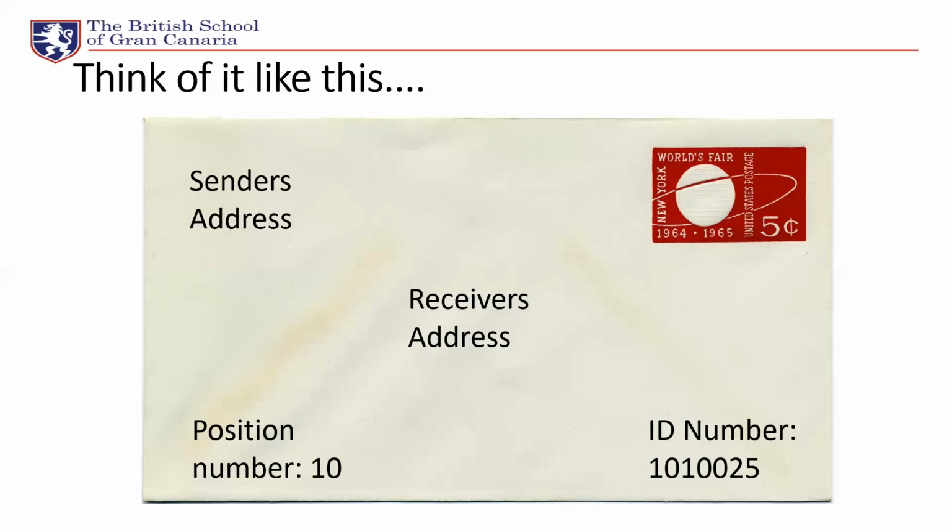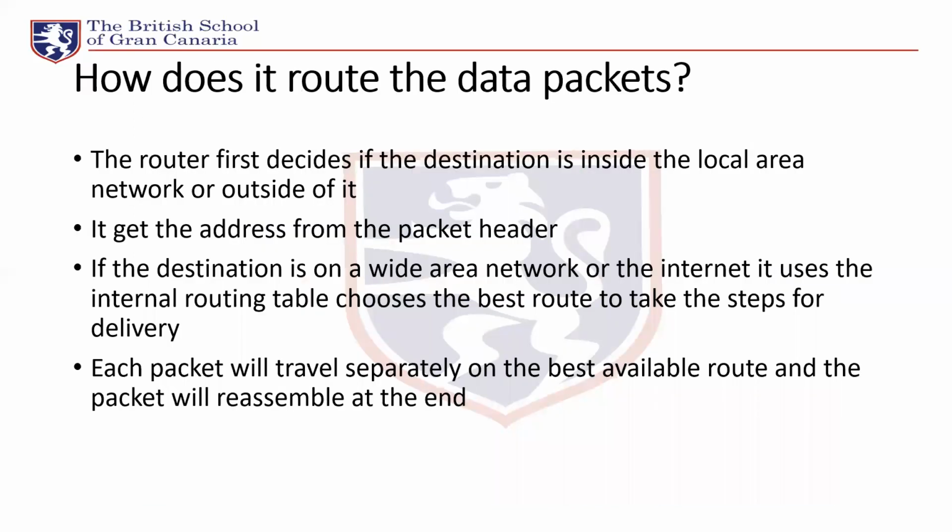The router, as I said, will first decide if the destination is in the local area network or outside of it. So are you sending a message to someone in the same network? Imagine your phone was connected to the school's Wi-Fi and so was your friend. Is it going inside the LAN? If you are sending it within school, then yes, it would be.